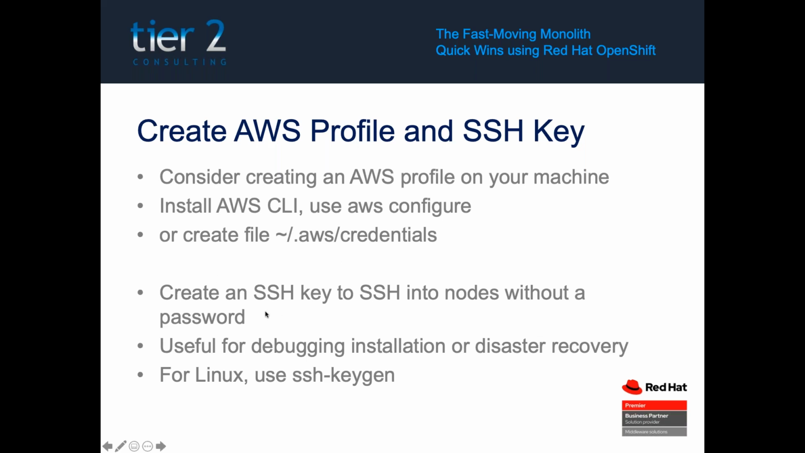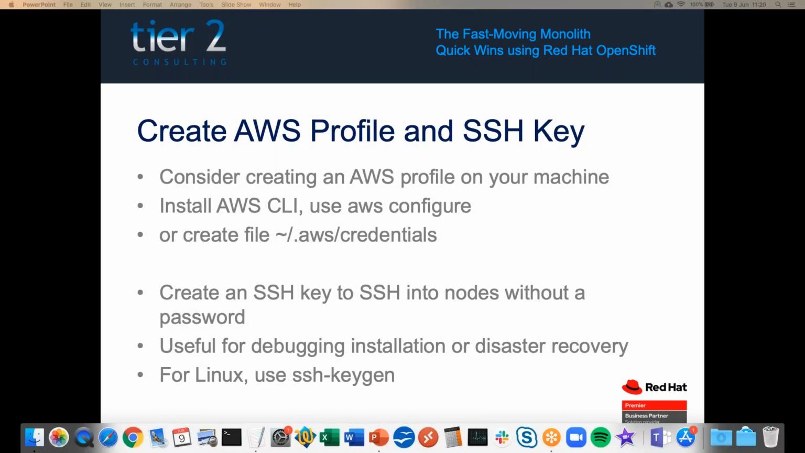Now, the second thing that we'll do in this step is we'll create our own SSH key, which is really just used for logging into the nodes once they're provisioned. It's useful for debugging the installation, useful for disaster recovery. Hopefully that won't be necessary. And if we're on Linux, then we can use a very simple utility, SSH keygen, which will just basically create a public-private key pair, which is used for logging in, SSHing into the nodes. So we'll have a look at this one too.